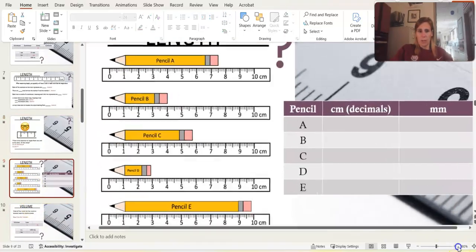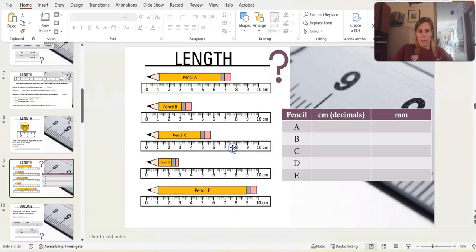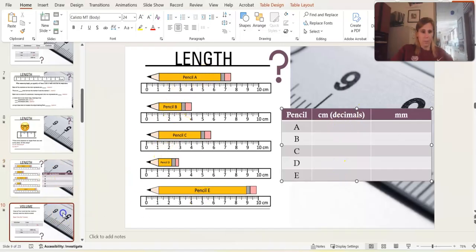If you guys need to, go down to the bottom and you can zoom in and do it that way. Okay. And then over here, you're going to tell me how many centimeters, how many millimeters. Again, notice the little thing that says in decimals here. Okay, so that's pencil A, B, C, D, and E.